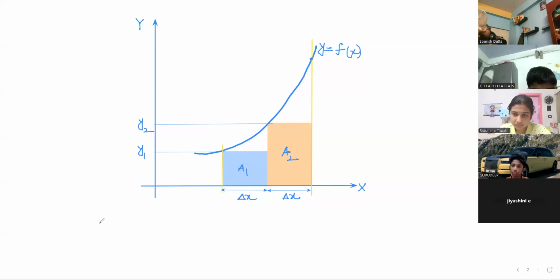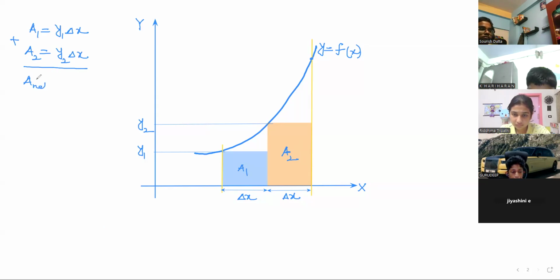Okay? So how will you find area A1? Area A1 is y1 into delta x. Yes or no? All of you. Yes, sir. And A2 is y2 into delta x. When you add these two, you get the area A net as A1 plus A2, and this is equal to y1 plus y2 into delta x. Okay? This is how we will write it.